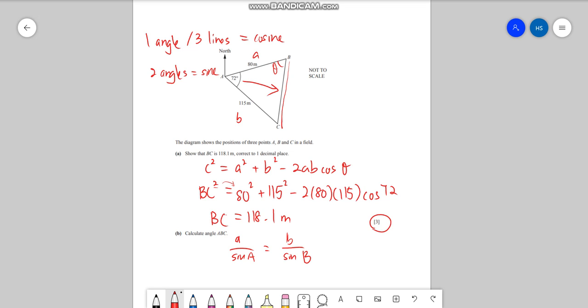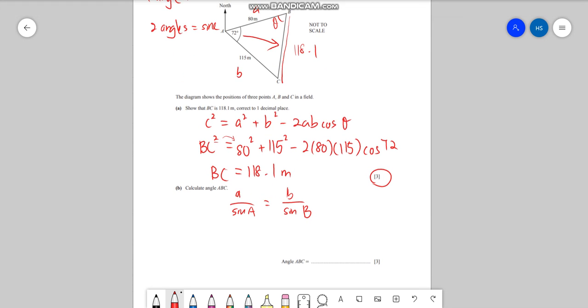So 72, the line opposite is BC, which is the 118.1 that we found just now. So put it into your formula. My A now will be 118.1 over sine 72 equals B. I need to find this angle B. The line opposite it is 115. So I got 115 over sine theta. So we do the cross multiplication. I got 118.1 times sine theta equals 115 times sine 72.